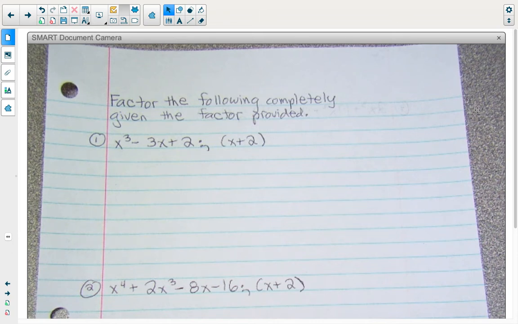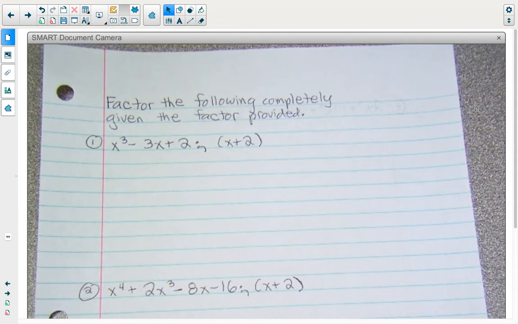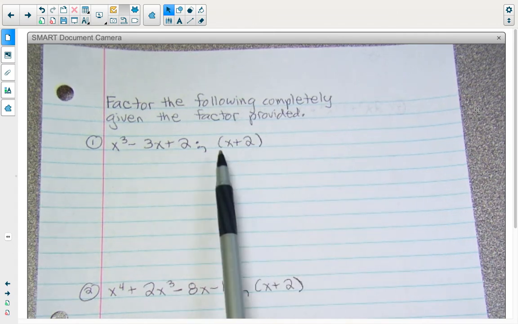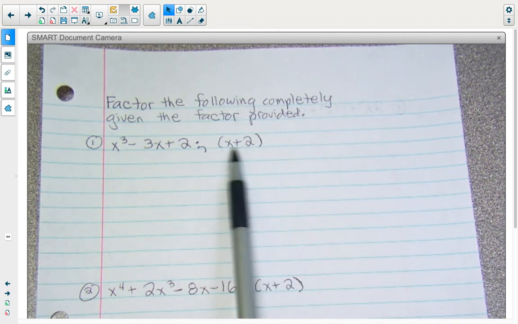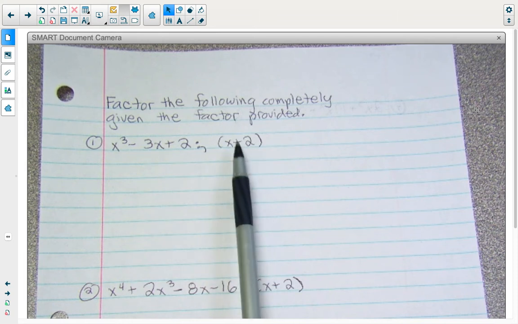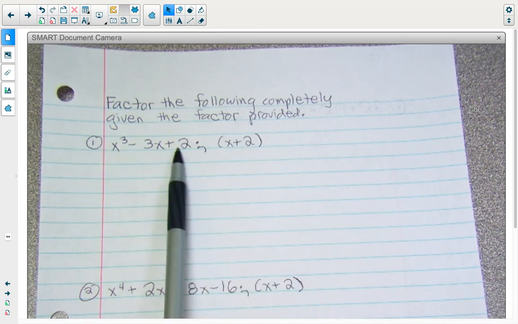So the directions say factor the following completely given the factor provided. I'm going to give you a factor, and then we're going to use that factor to help us break down the polynomial. So the first one, the factor that I'm giving you is x plus 2. I am giving you this factor, and this is the polynomial.